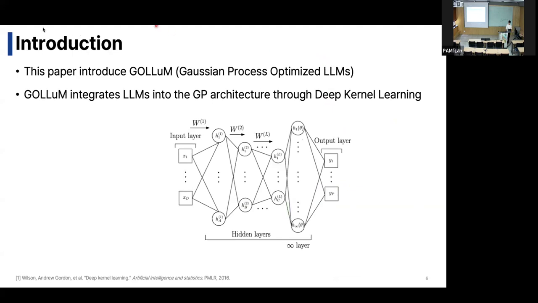To address these challenges, the authors propose a new framework called GOLLuM. This framework integrates LLMs into a Gaussian process architecture through deep kernel learning. Unlike previous approaches that use LLMs only as encoding tools through embedding, or treat them like lookup tables via prompting, GOLLuM enables a joint utilization of LLMs and GPs within a unified model.